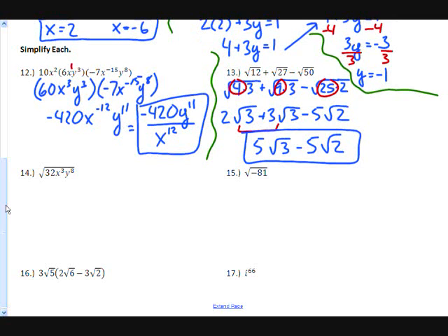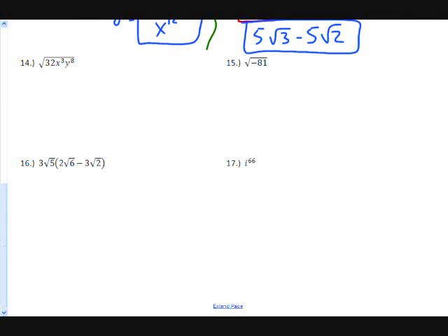In number 14, I'm just simplifying this. So I'm looking for perfect squares once again. So for 32, I can break that into 16 times 2. X to the third I can break down into x squared times x. Y to the 8th is already a perfect square because the exponent's divisible by 2. And now I just start taking the square root of each.